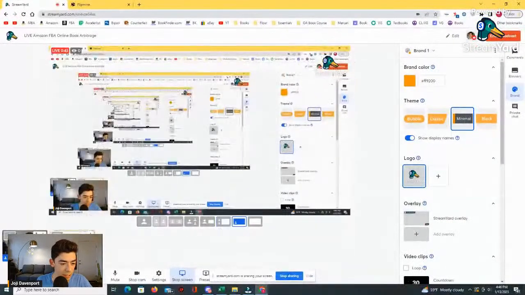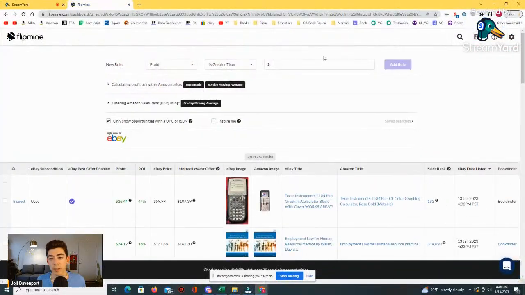So if you're not familiar with FlipMine, it is a software that tries to scrape eBay listings and compare them to Amazon. And let me actually share my screen so you can see what I'm doing here. All right. Okay, so FlipMine scrapes eBay listings and then tries to compare them to Amazon listings. And the goal is to find a differential in price. So if there's, let's say, a book on eBay listed for 30, but on Amazon it sells for 70, then there's an arbitrage opportunity where you can just buy it on eBay and sell it on Amazon.